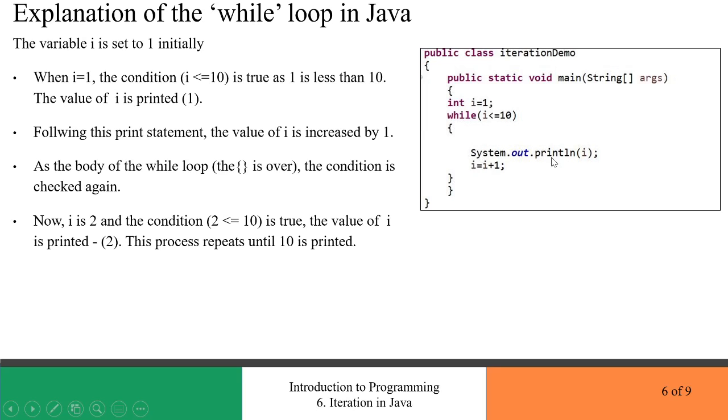Once the value 10 is printed, the value of i is incremented by 1 to 11. The condition is checked again, but now 11 is not less than or equal to 10. The condition is false, hence the loop exits. This is how the numbers from 1 to 10 are printed. You can try to understand this example by changing the numbers and see how it changes.